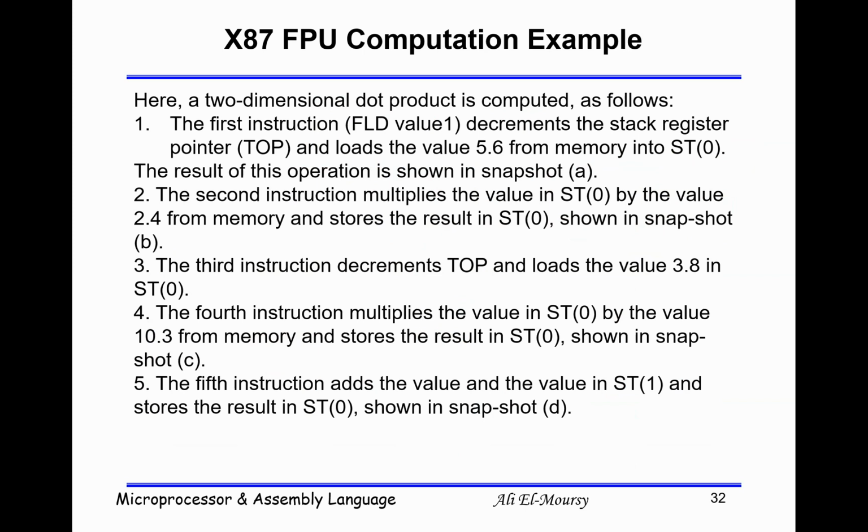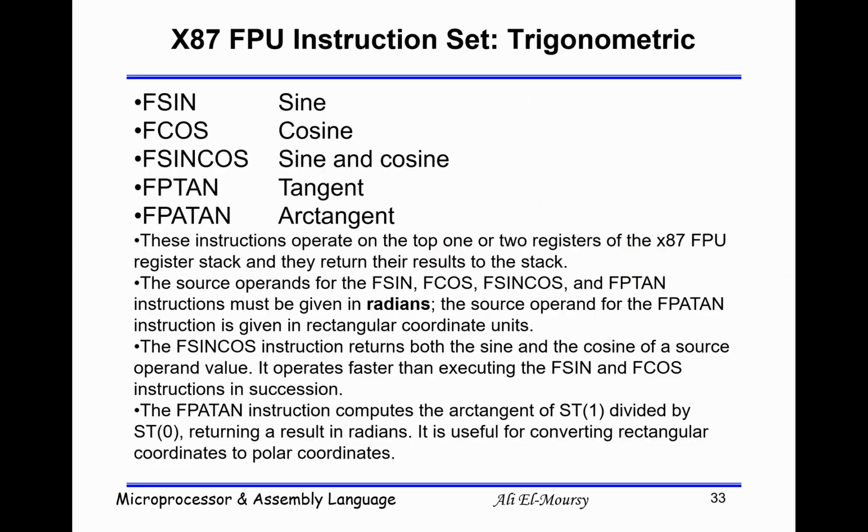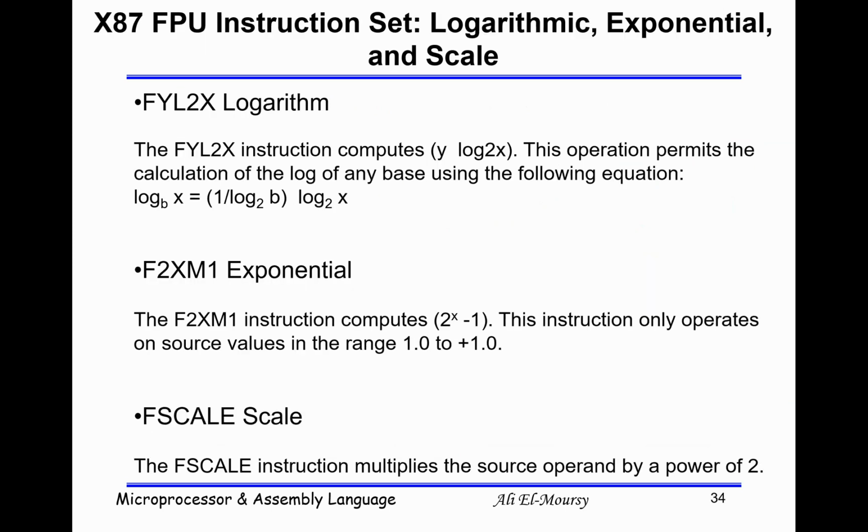So this is just a narration of the demonstration that we have just explained. As we mentioned, there are very sophisticated instructions here: fsine, fcosine, fcotan, ftan. Other very sophisticated instructions are logarithmic and exponential instructions. Very sophisticated instructions exist in the x87 machine. This is the last slide, and we have finished the floating point instructions.